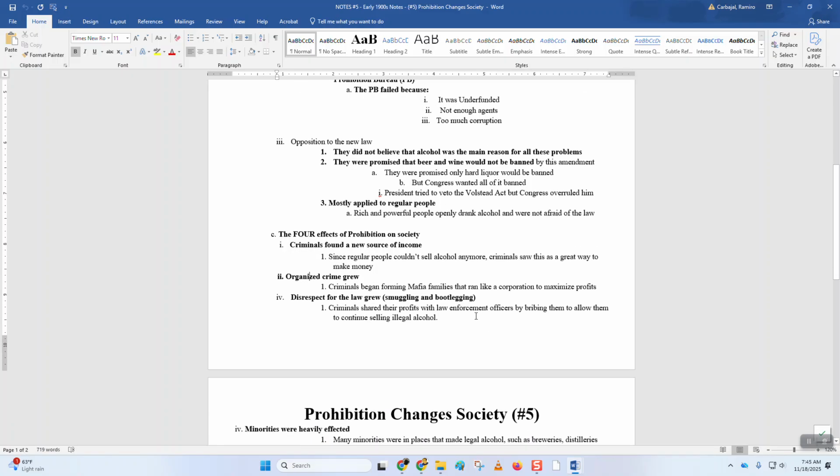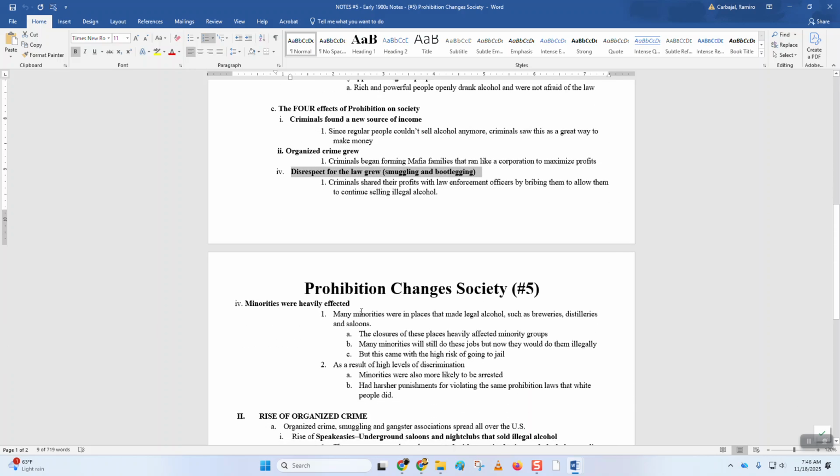Three, disrespect for the law is going to grow because people are going to see that the police don't do anything, and that police oftentimes were corrupt. Like we're going to talk about Al Capone with the mafia, they realized that the more money we spread to the police to leave us alone to sell the illegal alcohol, the more money we make. So there's going to be so much corruption in police departments that people realized that, and they had no respect for the law. So that meant when they were drinking alcohol, they weren't afraid of the police.